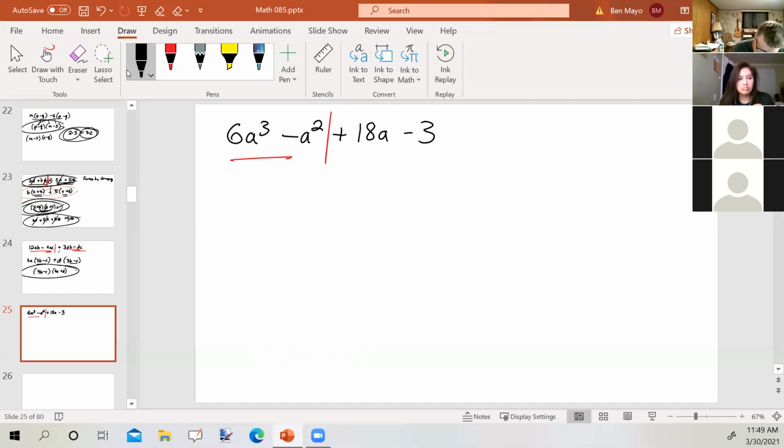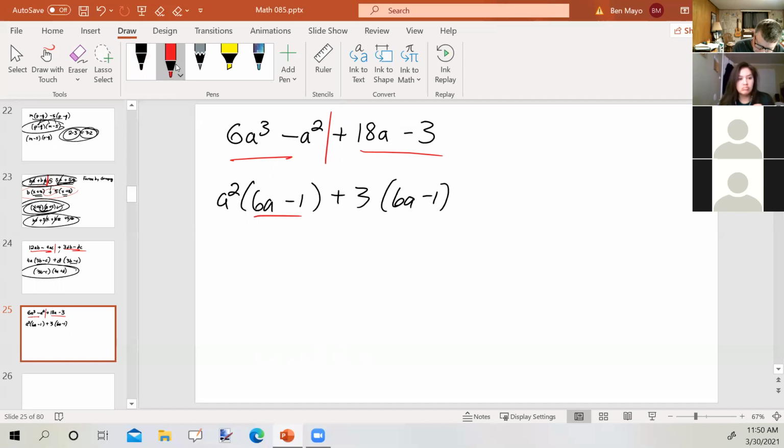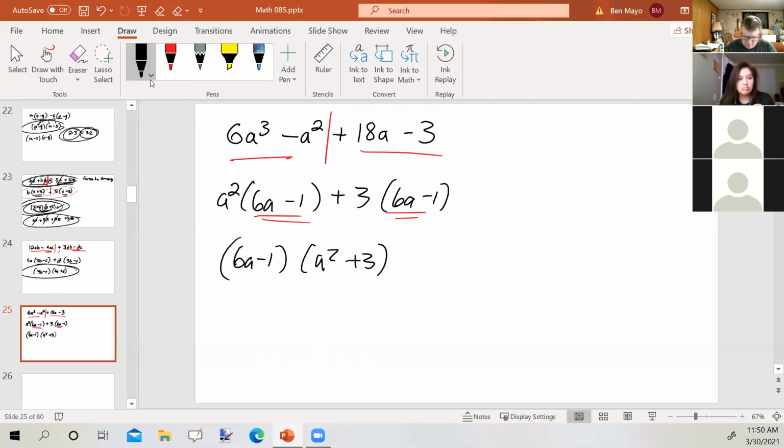Greatest common factor there is what? a. So I've got, oh wait, it'd be a squared, wouldn't it be? a squared times the quantity 6a minus 1. Remember, I need that 1 there so I can get back. And then here would be what? A 3, 6a minus 1, and it's going to be plus. And then these match, so I'm going to take out 6a minus 1, a squared plus 3.